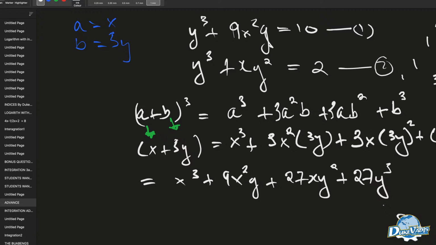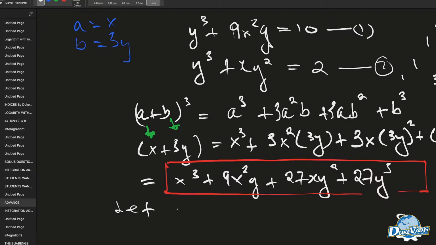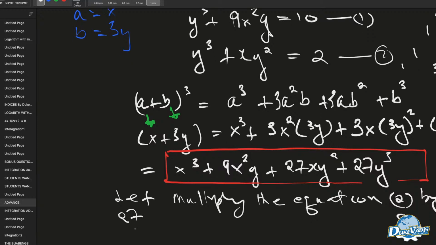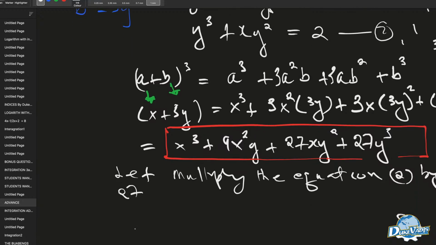So, if we look at this equation, let me circle it or underline it. If you look at this equation very well, you will see that there's a certain kind of resemblance. So what I'm going to say is, let's multiply equation 2 by 27. Okay, let's multiply equation 2 by 27 to complete the cube.